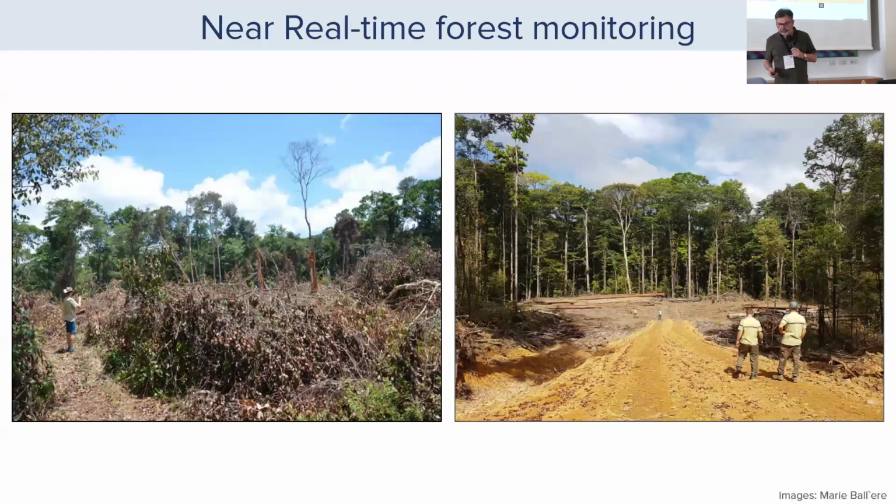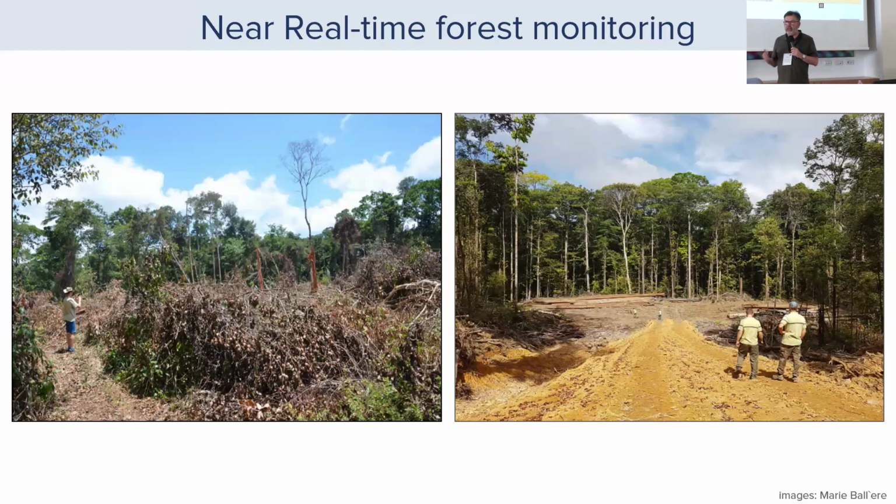So why near real-time? Because near real-time is crucial for law enforcement. The more we are able to detect actions which are taking place, the easier it is to take actions to protect the planet's biodiversity. In other words, if we let people go there, cut the forest, and come back a year later, the damage is done.